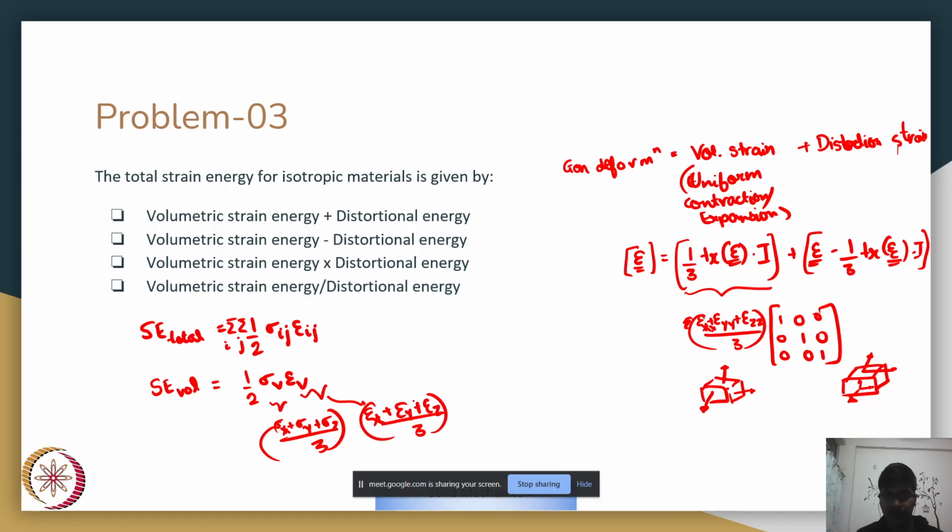You get these epsilon x, epsilon y, and epsilon z terms from Hooke's law, which is nothing but 1 by E times sigma xx minus nu times sigma yy plus sigma zz. So your total strain energy, this is your volumetric strain energy, and your distortion strain energy is nothing but the difference of these two.